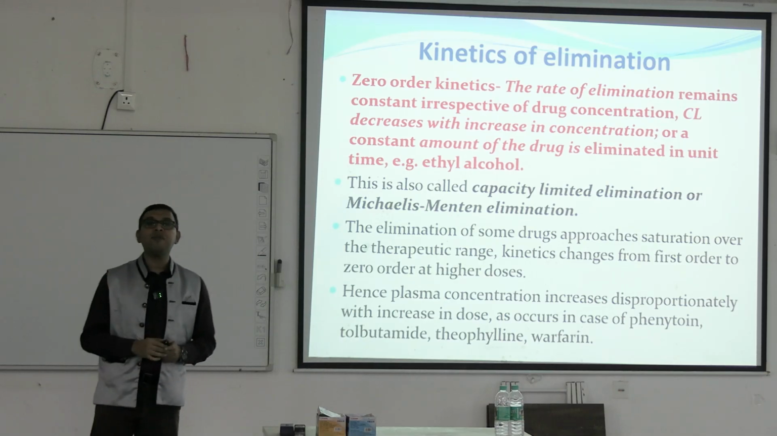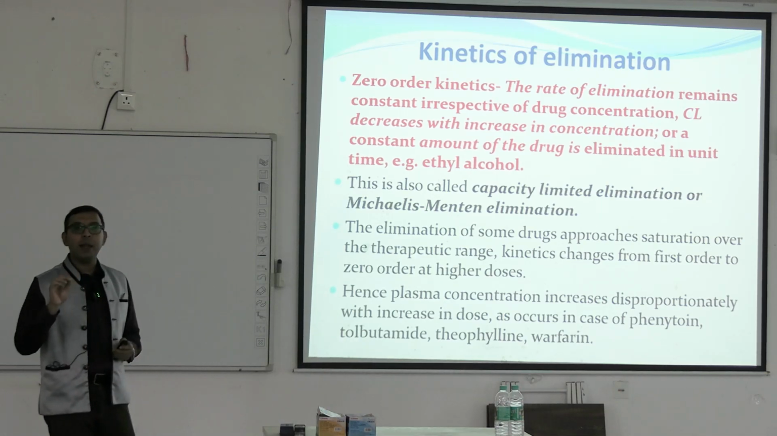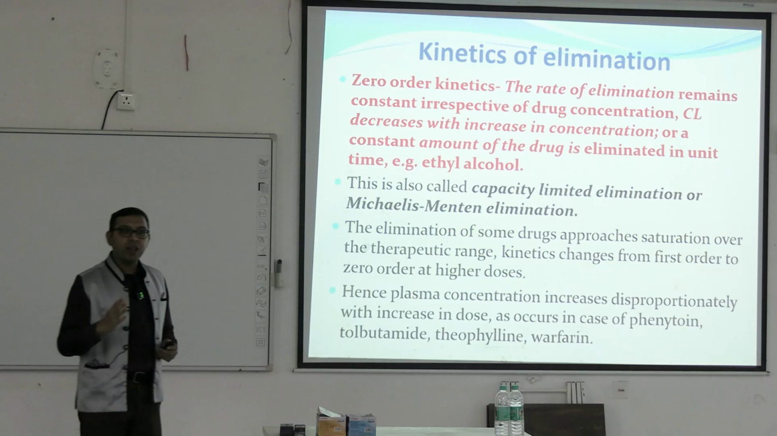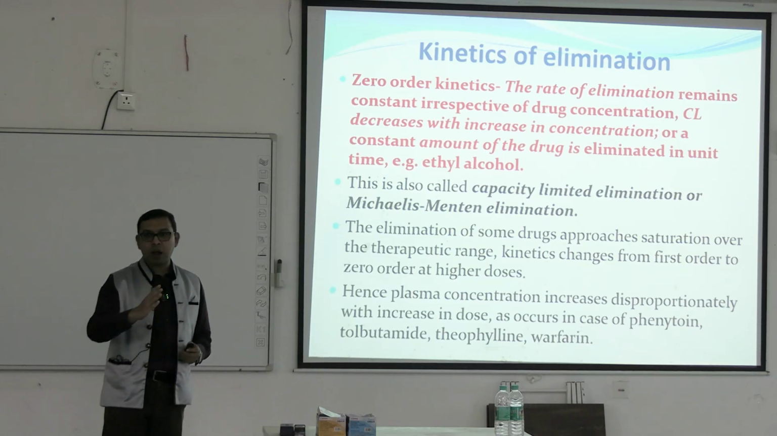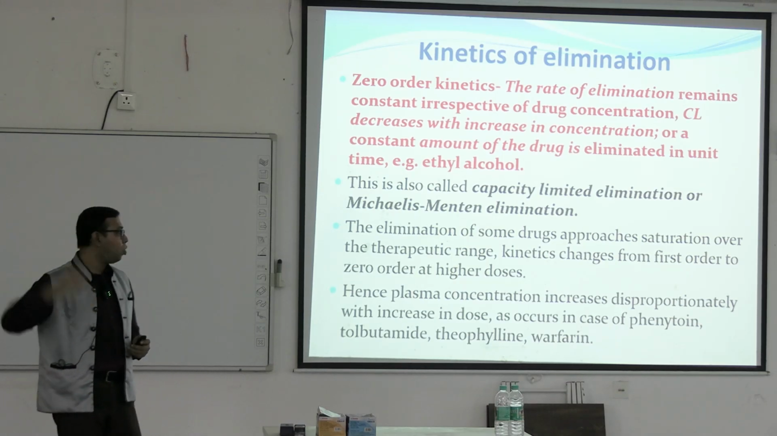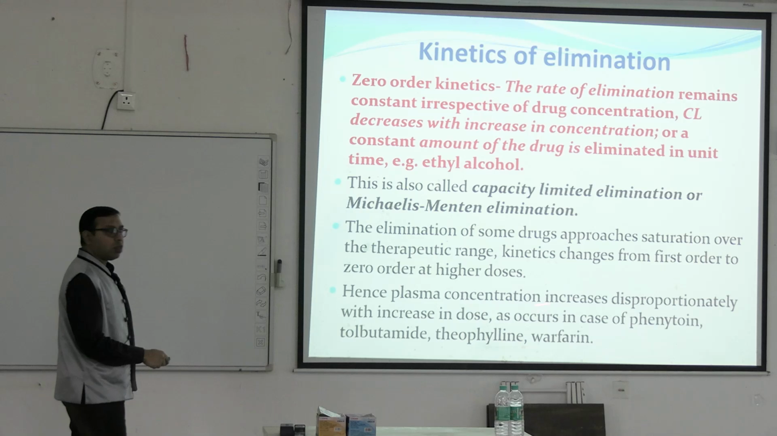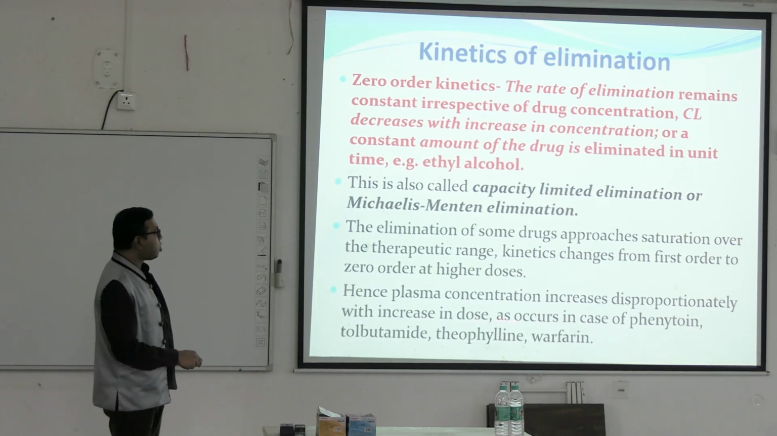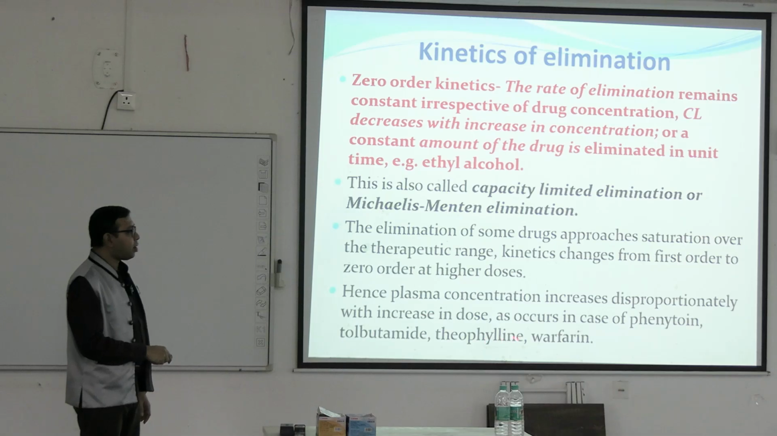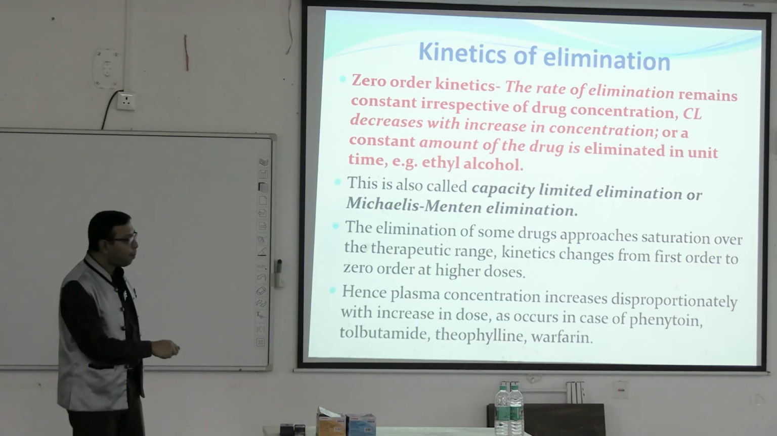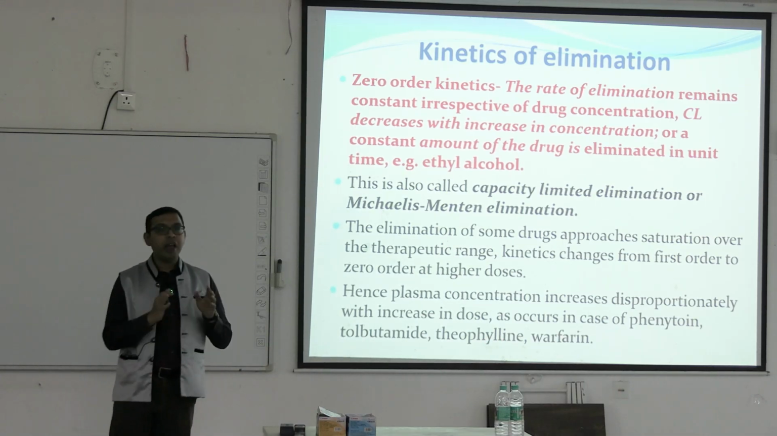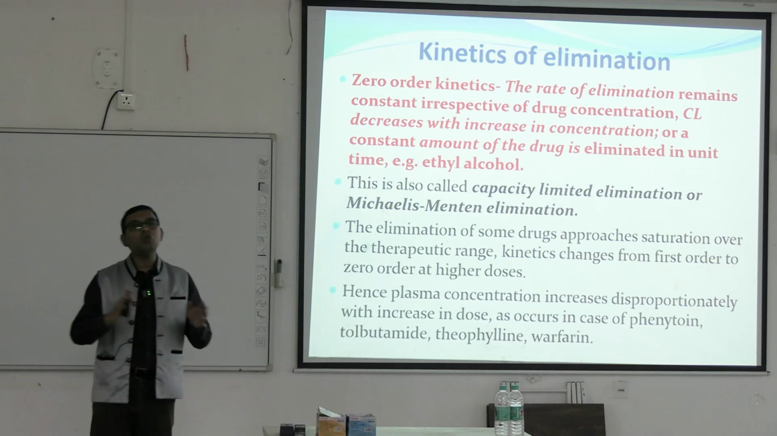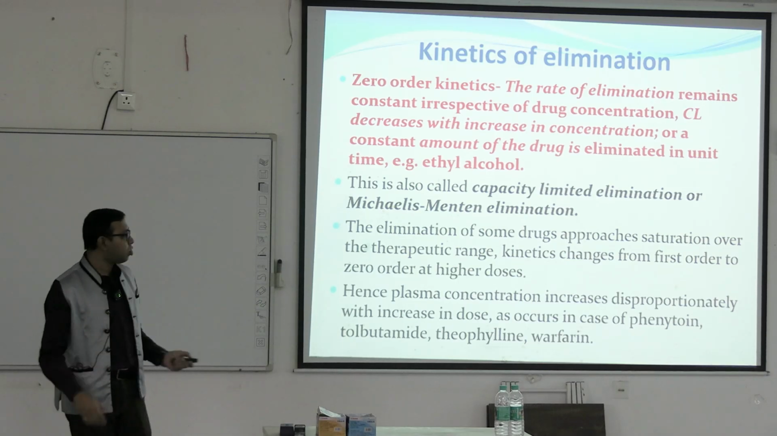The example is phenytoin. Phenytoin is an anti-epileptic drug that can change its behavior from first order kinetics to zero order kinetics in high doses. Here plasma concentration increases disproportionately with increase in dose, as occurs with phenytoin, tolbutamide, theophylline and warfarin. These are examples where the drug changes from first order kinetics to zero order kinetics with increased dose.